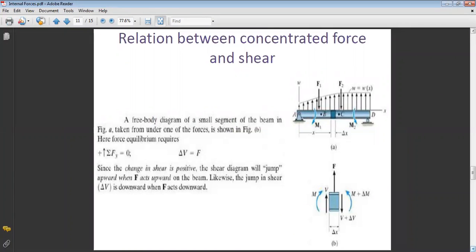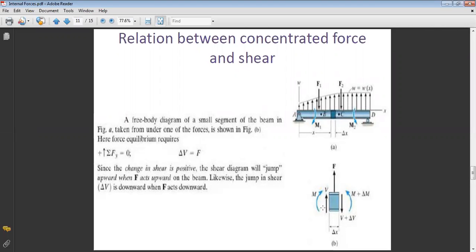Next step, you might encounter in calculation several types of loading. You can have distributed load, you can have constant forces, or forces concentrated at one point. Before, we have seen the effect of a distributed load. Now we will see the effect of a concentrated force. So I will take a small element, including a concentrated force at a point, and I want to see how F will affect my shear variation.